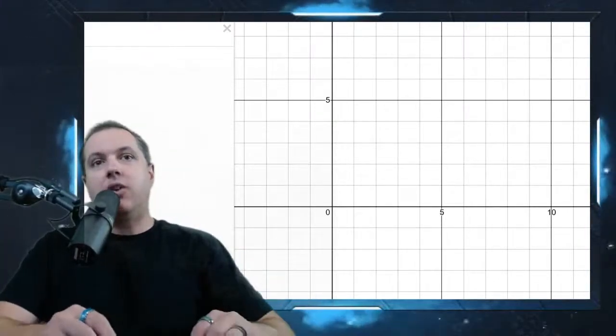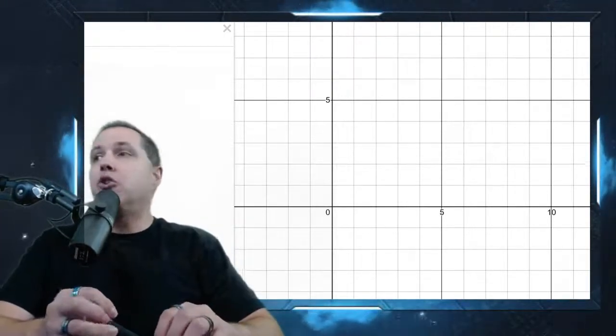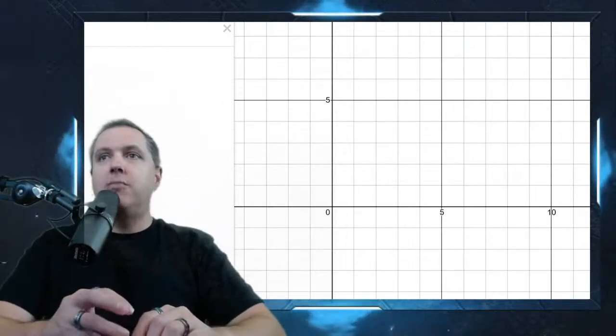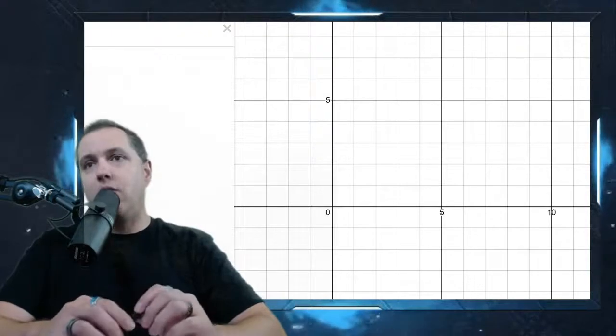We're going to look at inequalities and systems of inequalities based on two variables. You did some inequalities earlier in the semester, but those were one-dimensional inequalities. Here we're looking at two-dimensional inequalities.